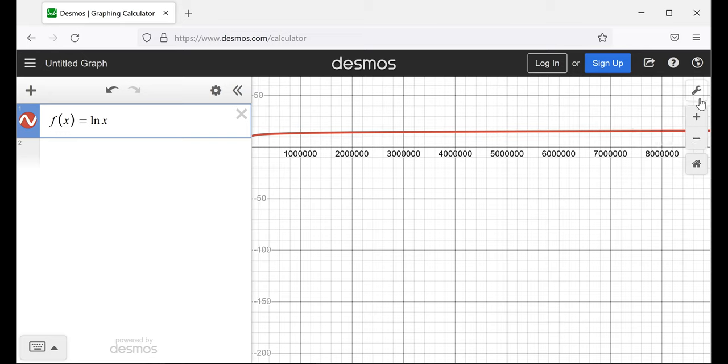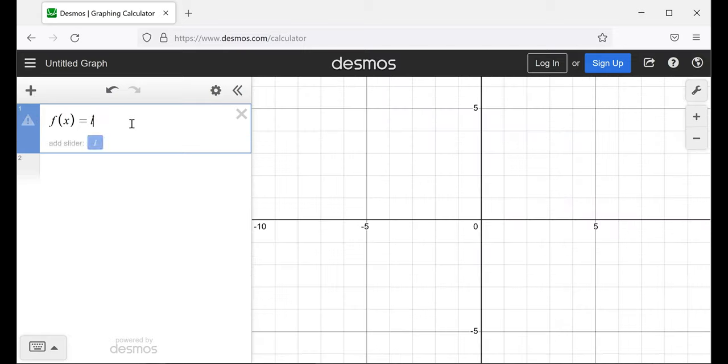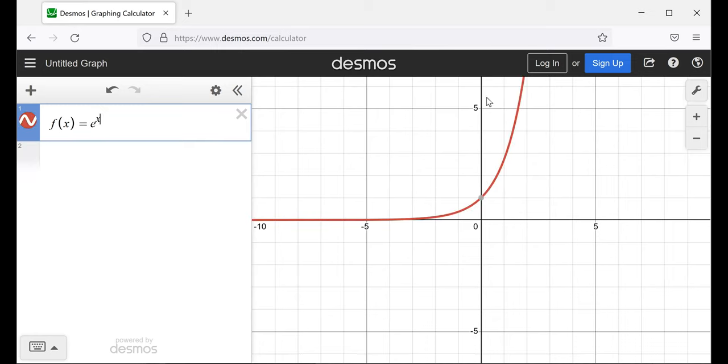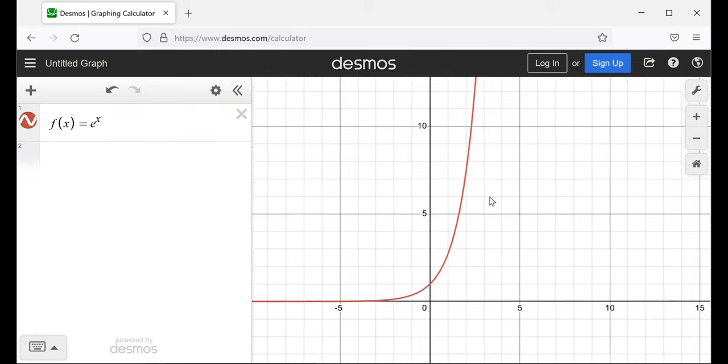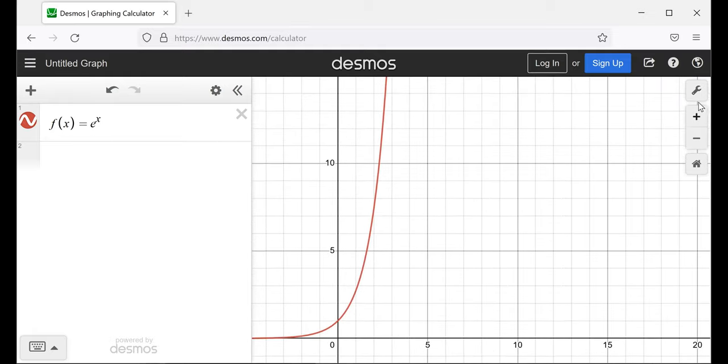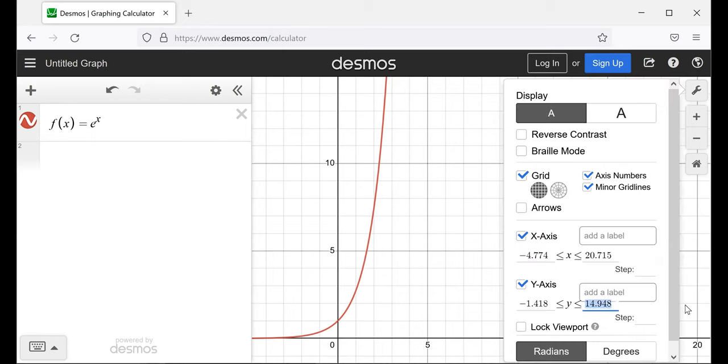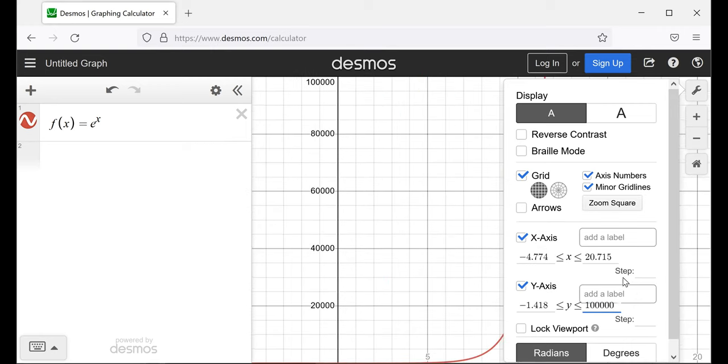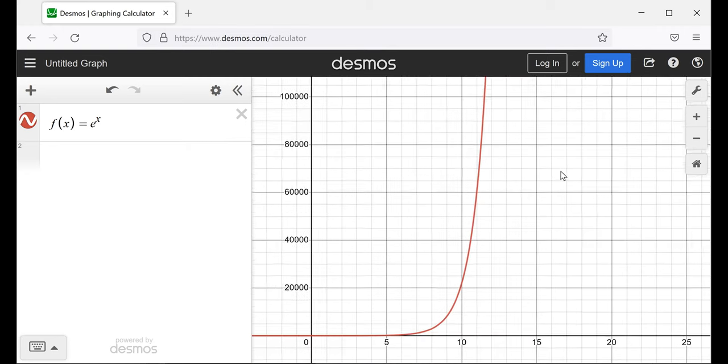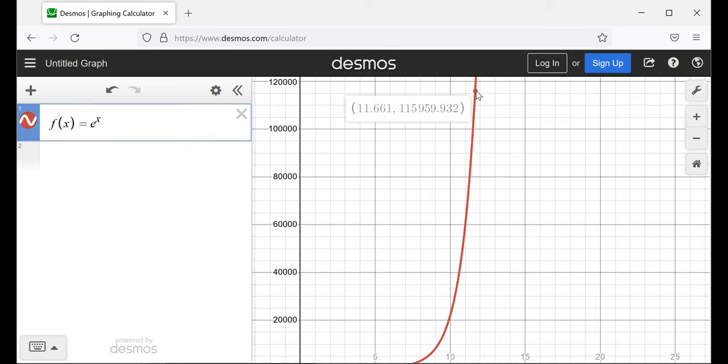Now the absolute opposite of that would be the exponential function. When people say logarithmic growth and they're trying to say that something is growing quickly, the word they are actually looking for is exponential growth. This is extremely fast. When x is sitting at about 11.6, the exponential function is sitting at about 116,000.